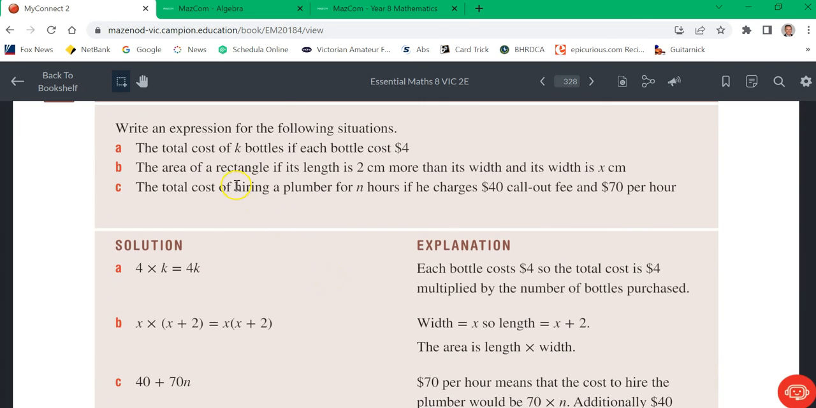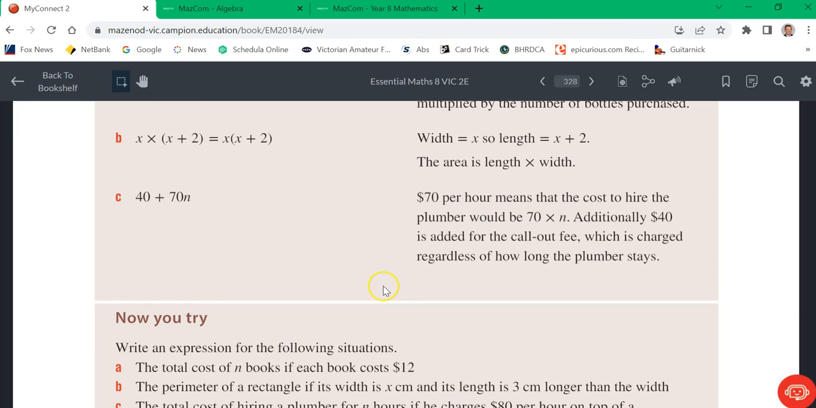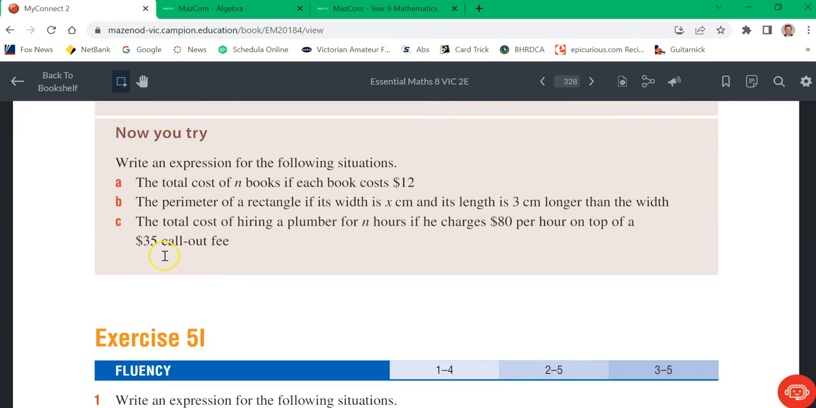Okay, then the cost of hiring a plumber for N number of hours, if he charges $40 for a call out fee and then $70 per hour. So that's 40 plus 70N. $70 per hour means that the cost to hire the plumber would be 70 times N. Additionally, $40 is added for the call-out fee. It's pretty straightforward. Now, you can have a go at these ones here.